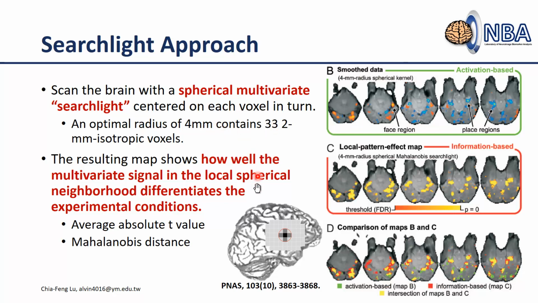Okay. So for this kind of thing, the resultant map actually reflects how well these multivariate signals, or how well these feature sets in the local spherical neighborhood, can differentiate the experimental design right here. Okay, so this is the idea about the searchlight.